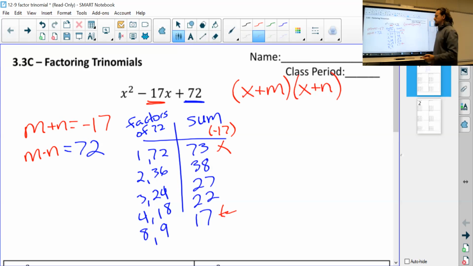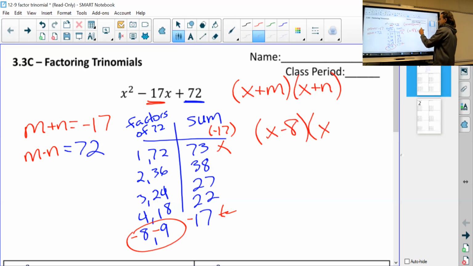But that's okay, because if the positive values are factors, then we can switch the signs and say negative 8 times negative 9 gives us 72 and adds to negative 17, and this is what we're looking for. So we can say m is negative 8, so this factors to x minus 8 times x minus 9. And if you FOILed this all out, you would get right back to where you started. This is what we're looking for.